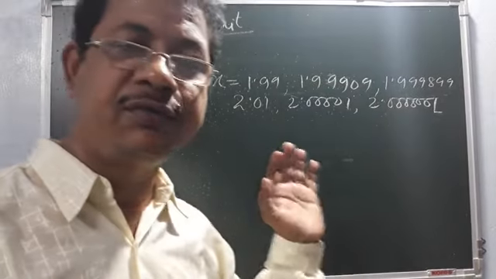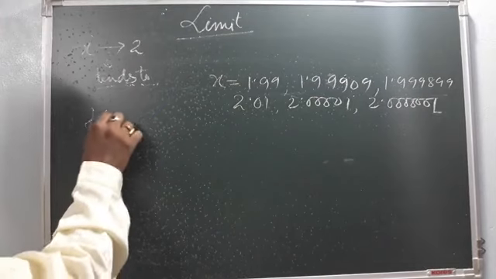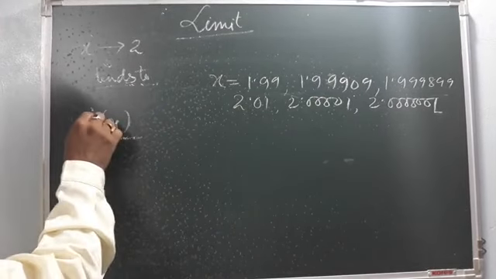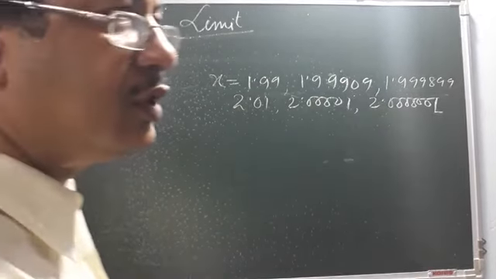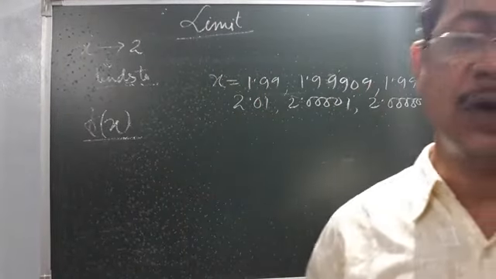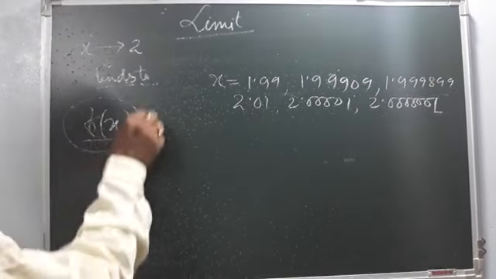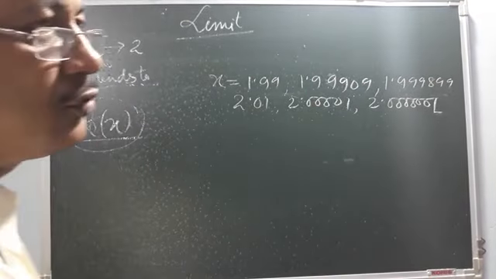This thing means tends to 2. This is the first thing of limit. Then another symbol, it is f(x). Sometimes we say p(x). P means polynomial in x. f(x) means function of x. So this means that it is a term which depends on x.